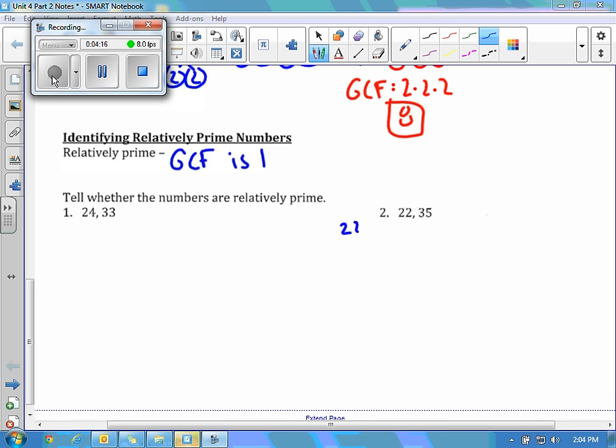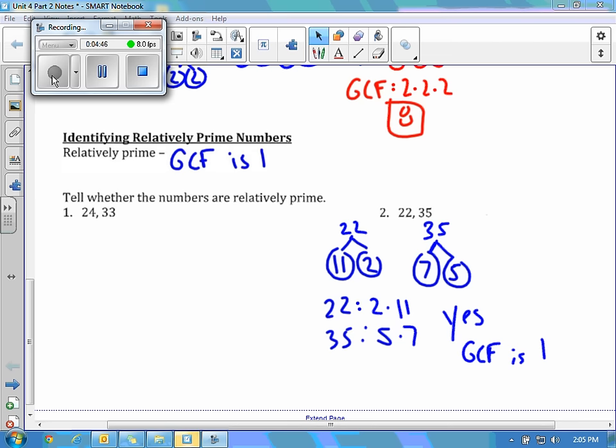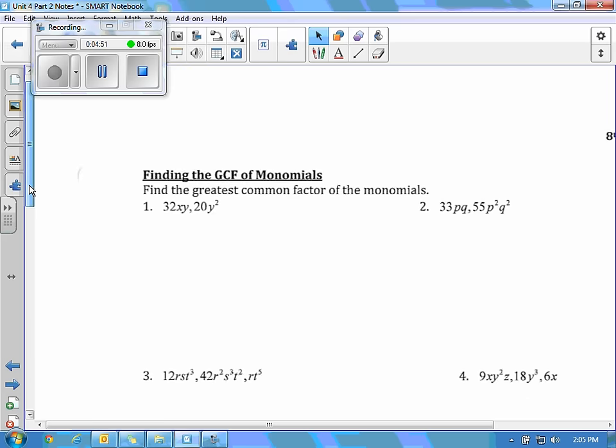So I need to do factor trees for both of these. So 22 splits into 11 and 2. Both of those are prime, so I can circle them. 35 splits into 7 and 5. Both of those are prime, so I can circle them. If you look, 22 and 35 do not have any factors in common, which means their only factor in common is 1. So yes, these are relatively prime. Their GCF is 1, which we don't even write on there. So 2 I'll leave for you guys to figure out if that's relatively prime or not.